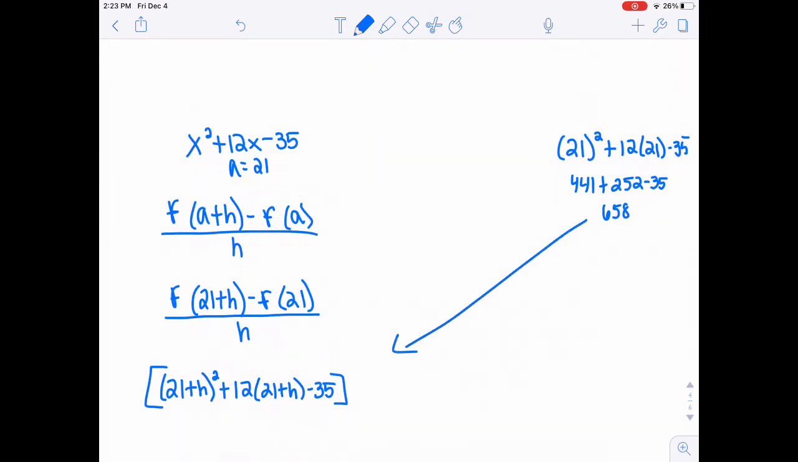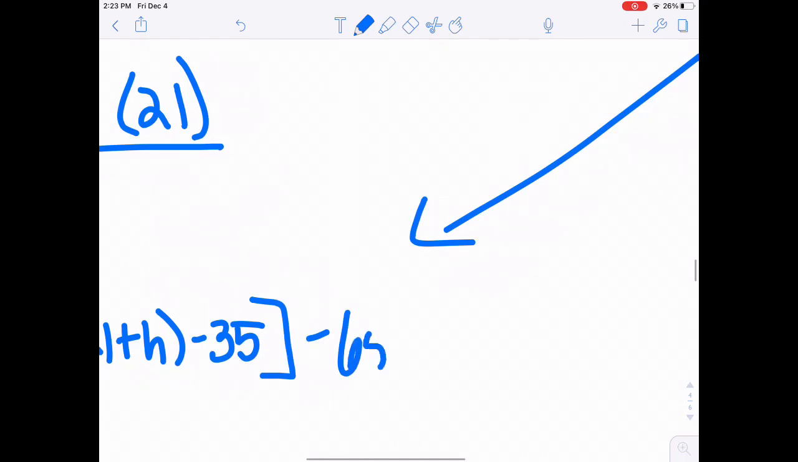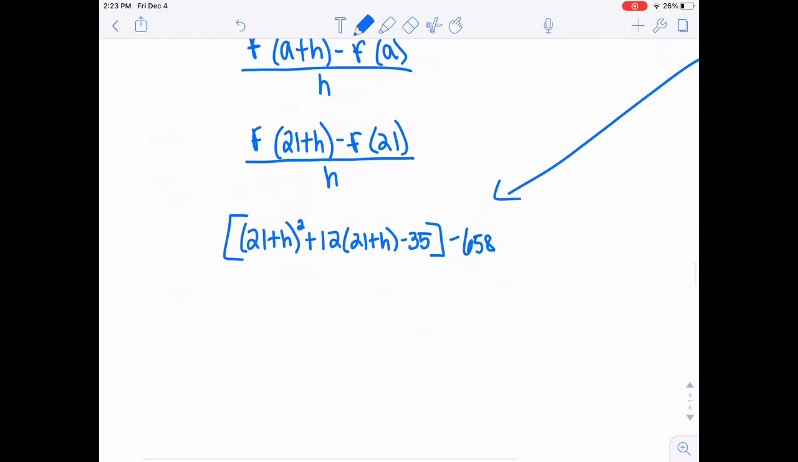So then we're going to take that and plug it in to where the f21 is, which is the rest of the equation. And then it's all over h.